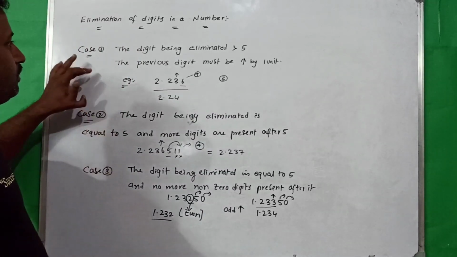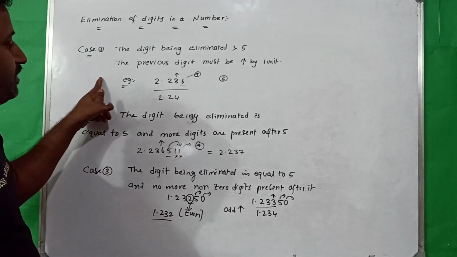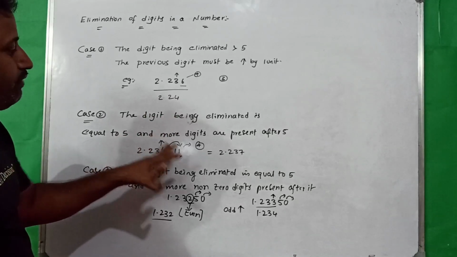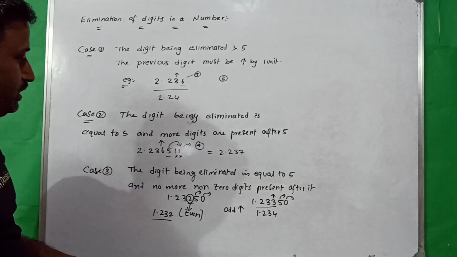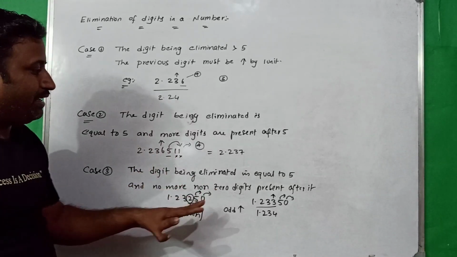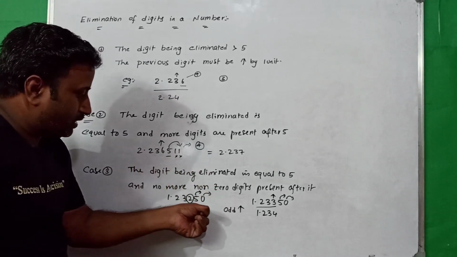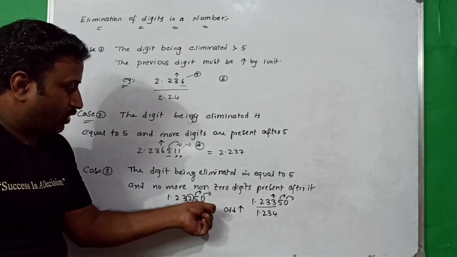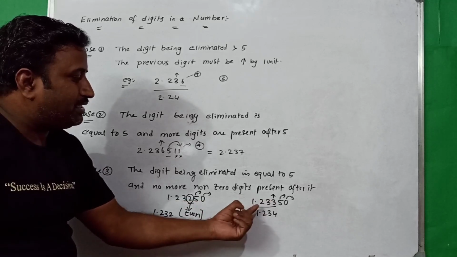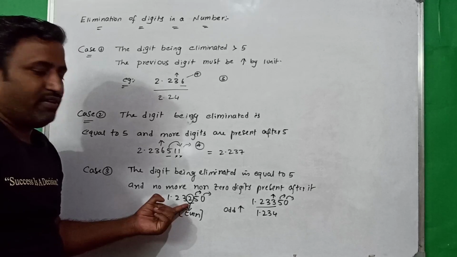So check it. If the digit being eliminated is greater than 5, then raise the previous digit by 1 unit. If the digit being eliminated is equal to 5 and after that there are more non-zero digits, then also we have to raise the previous digit by 1 unit. If the digit being eliminated is equal to 5 and no more non-zero digit is present, here it is 0, it's not non-zero. So we can eliminate 5 by raising the previous digit if it is odd, but we need not raise the previous digit if it is even.